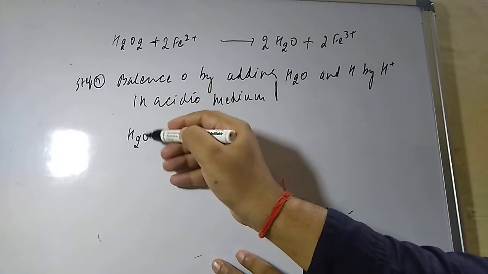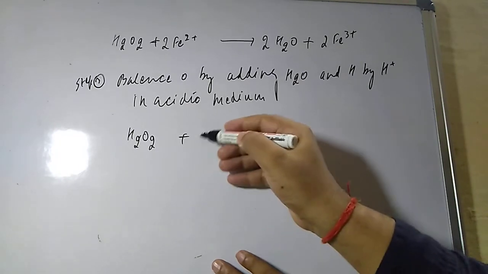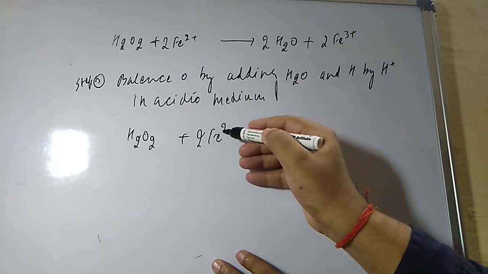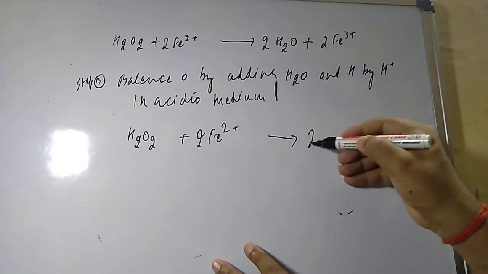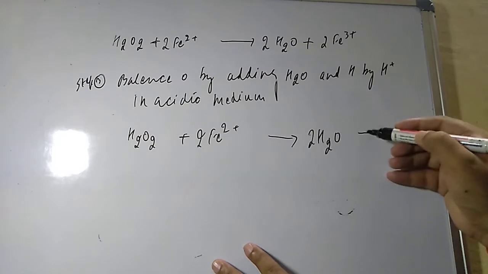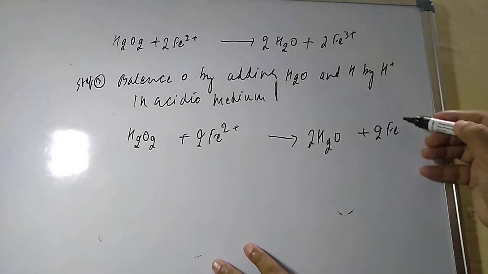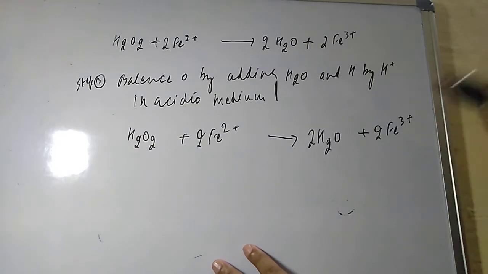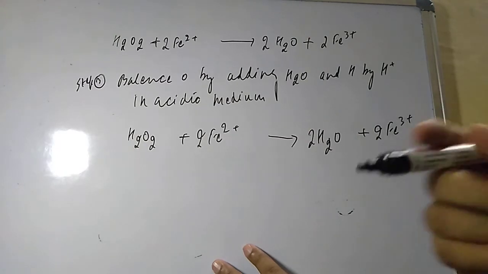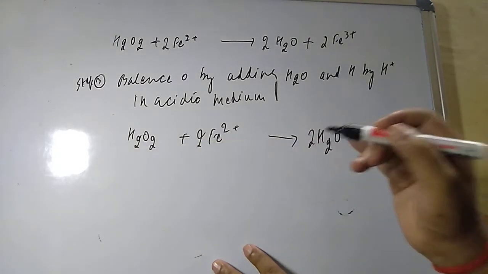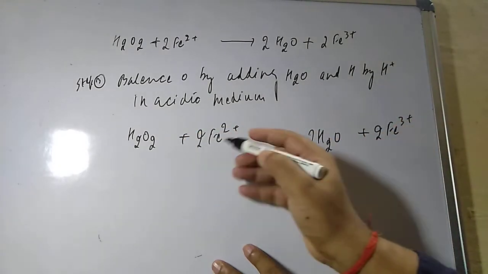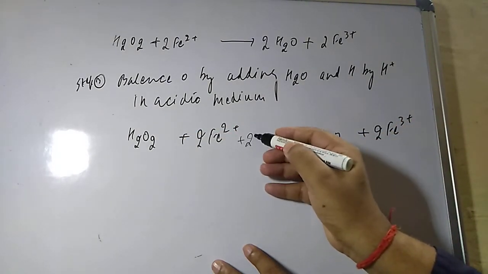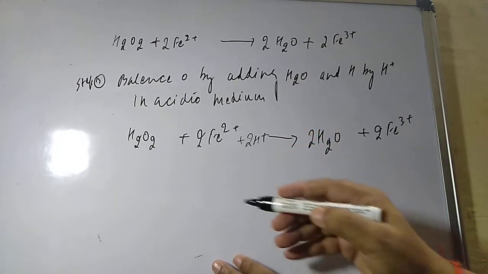H2O2 is there, student, plus 2Fe2+. Now, what can we do? Here is 2H2O plus 2Fe3+. Now student, you see the number of hydrogen and the number of oxygen. Oxygen 2, here also oxygen 2, Fe 2, but hydrogen 2 against 4 here. So dear student, here we put 2H+. Okay, now it is balanced.